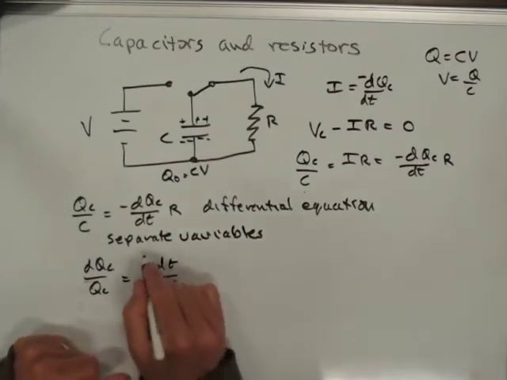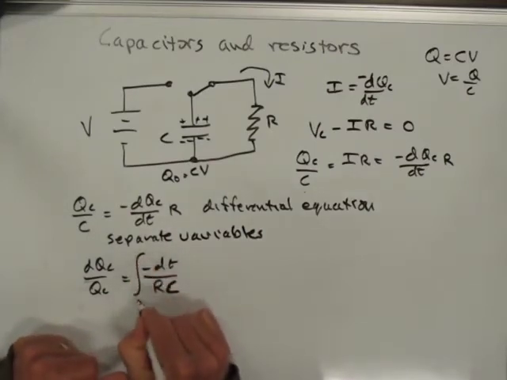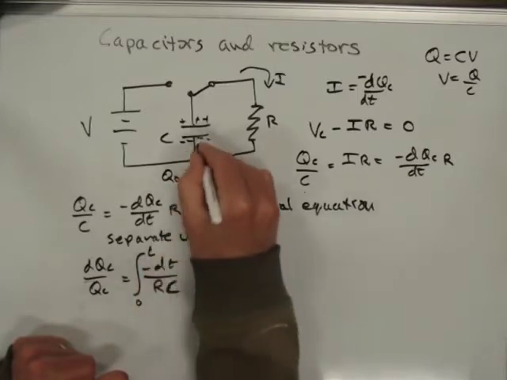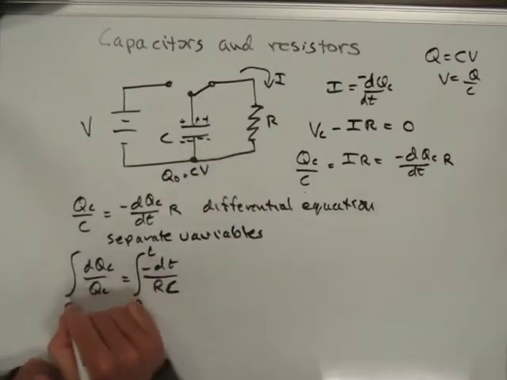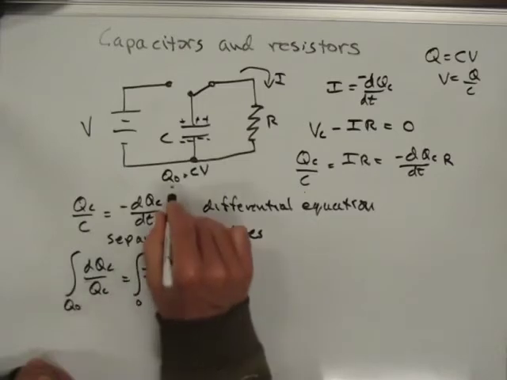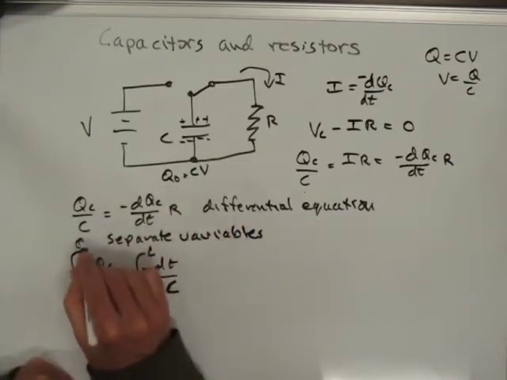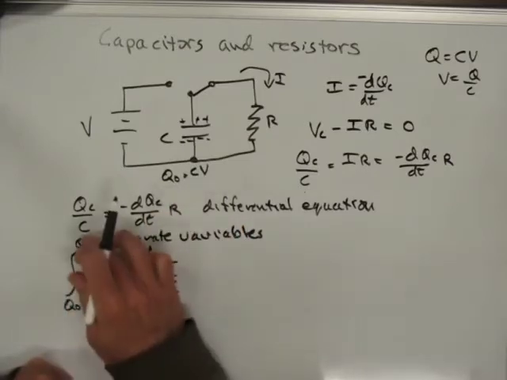And so I can just integrate this thing. I can say, look, if I integrate from when I started the thing to the end, I can say this is the integral from Q naught, or the charge I started with, to some later I'll call Q prime, or just Q maybe.